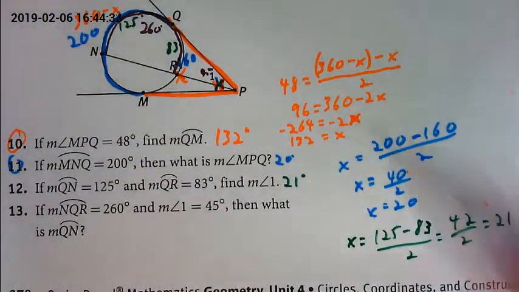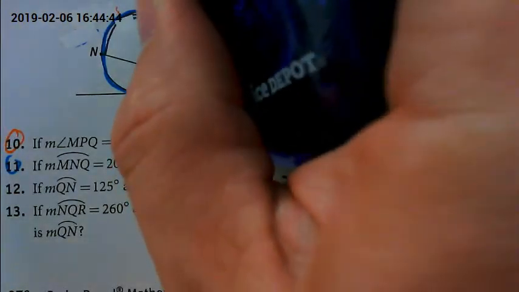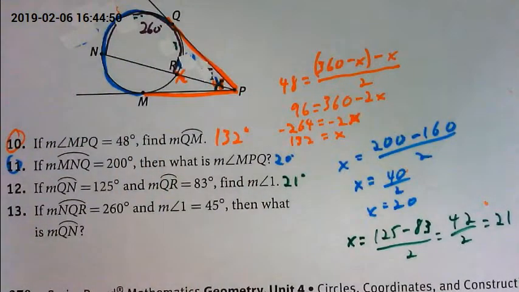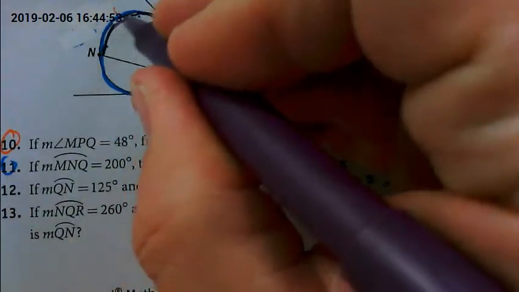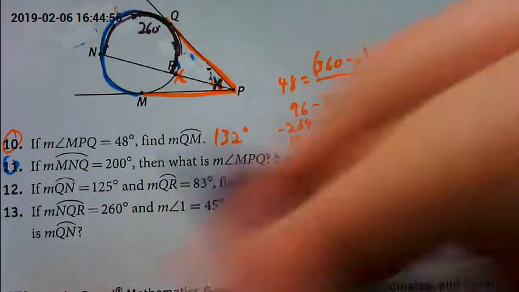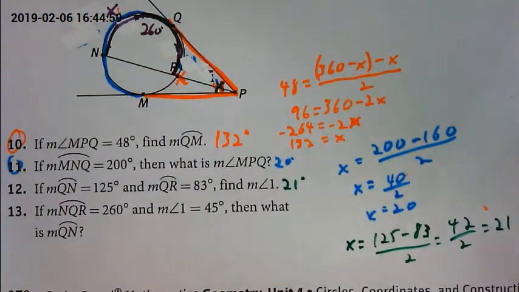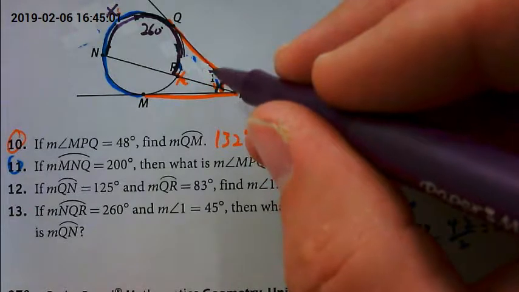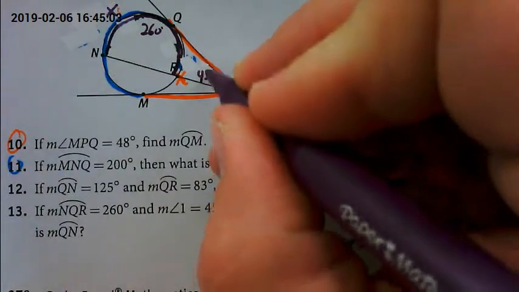I know this is getting very busy looking. In fact, I think it's so busy, I'm just going to white some of this out so that you're not getting them all mixed up. So again, this piece here is 260. NQ is what we're trying to solve for. That's that piece out there. They told us that angle 1 is 45.